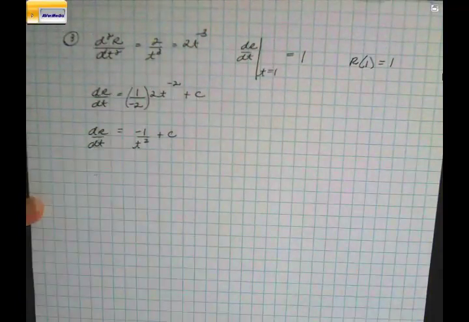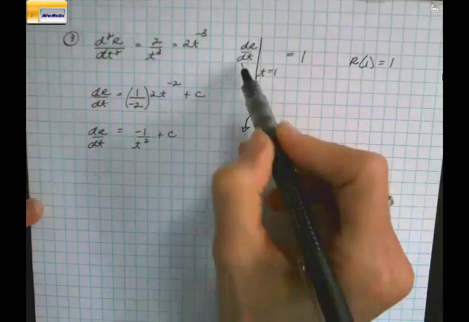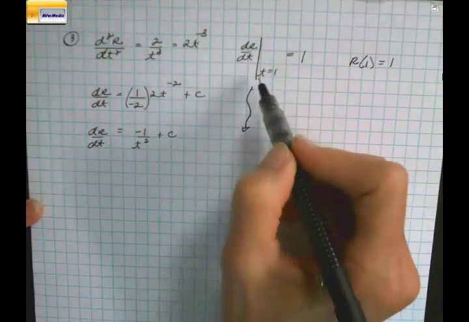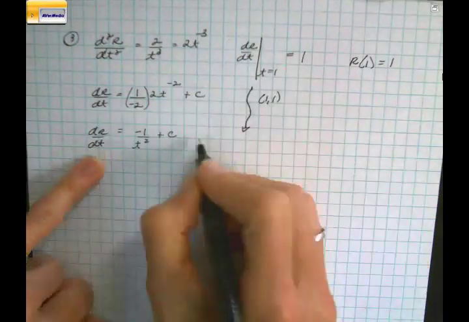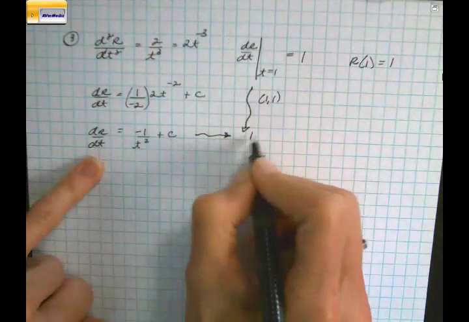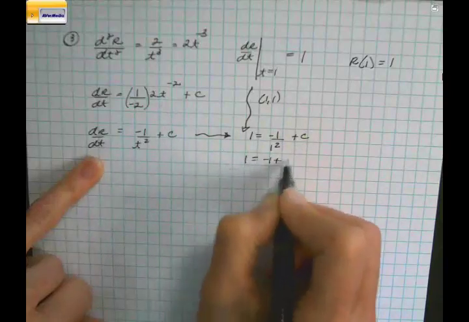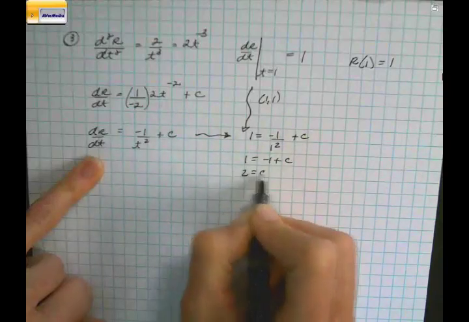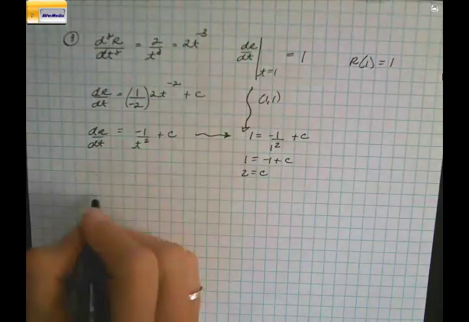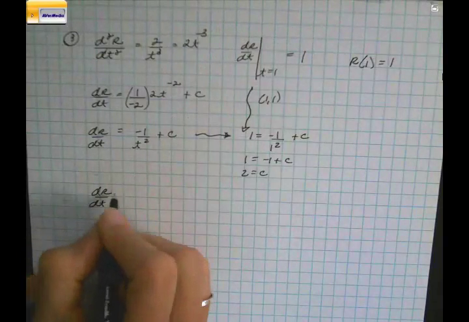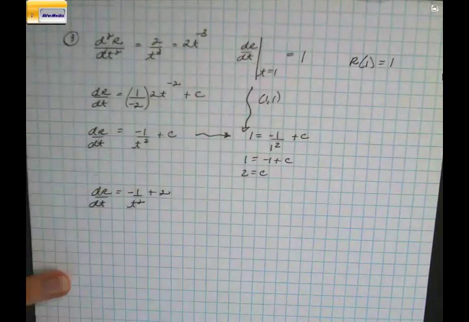Now, we can come up with the value for c, because according to this given information, when dr/dt equals 1, t is 1. So it's kind of like the ordered pair (1, 1). So this says that 1 equals negative 1 over 1 squared plus c, or c equals 2. So now we know that dr/dt equals negative 1 over t squared plus 2.